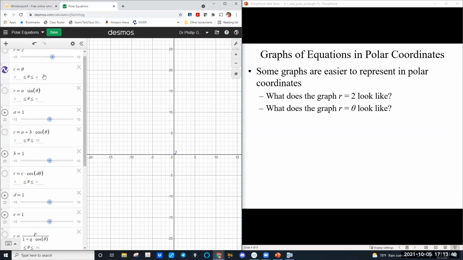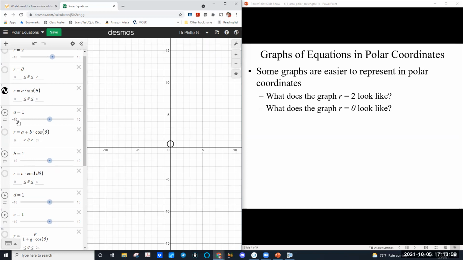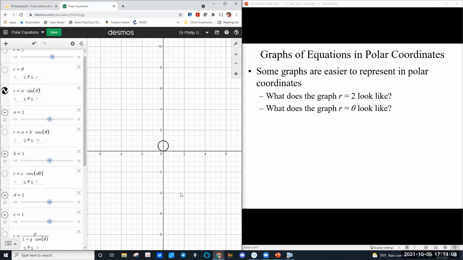If you have questions as we're going through this, as always, feel free to ask. We're going to look at a few other curves. So r equals a sine theta. Right now, a is set to 1, so this is just the graph of sine theta.